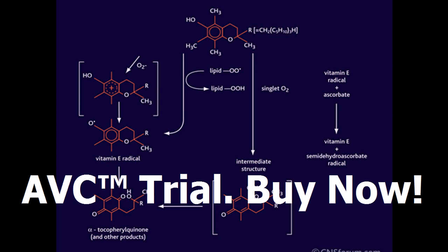This vitamin E radical has one electron deficient, but the vitamin E radical takes an electron from other vitamins like vitamin C, which is ascorbate, which makes the vitamin E radical get converted into healthy vitamin E. However, the ascorbate gets converted into semi-ascorbate radical. This radical again takes electrons from other endogenous antioxidants produced in the body.